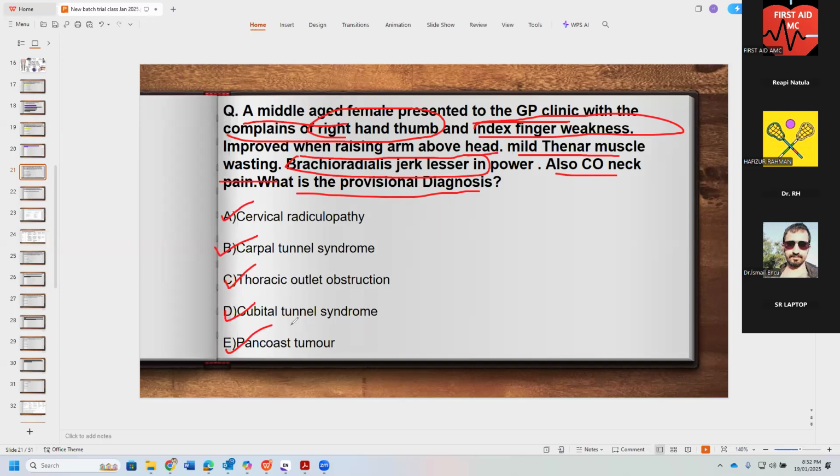So this patient is having right hand, thumb, and index finger weakness, which is improved when she raised the arm above head. There is mild wasting of the thenar muscles. Brachioradialis jerk is lesser in power. Also complaining of pain in the neck. So carpal tunnel syndrome will only have median nerve weakness, right? So there will be thenar muscle weakness, also weakness of the muscles innervated by the median nerve.